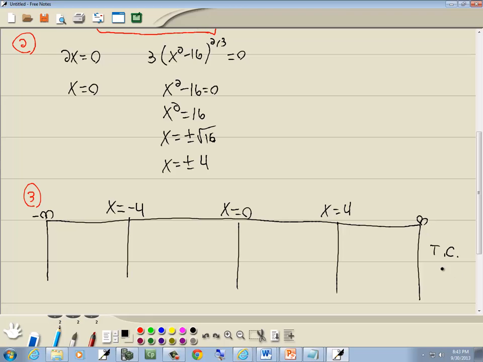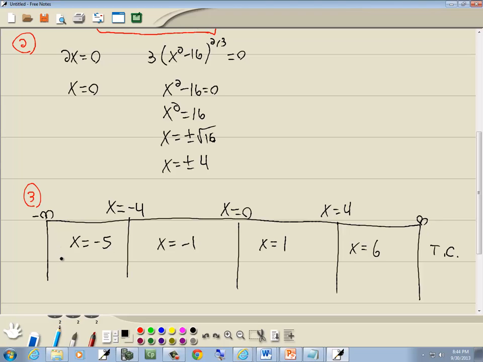Now we want to pick test cases. We want to choose x values between negative infinity and negative 4. It doesn't matter which one you pick, I guess I should say. We'll pick negative 5. You could also pick negative 6, negative 7. Here we want to pick a test case between negative 4 and 0, like negative 1. And over here we want to choose something between 0 and 4, like 1. And over here we want something greater than 4, between 4 and infinity, like 6 or 7 or whatever. Could be 5. So those are our test cases.